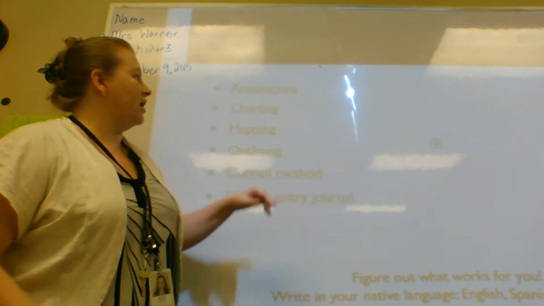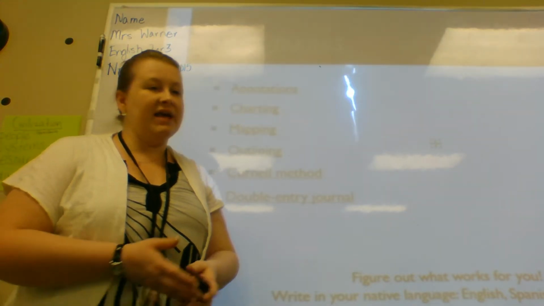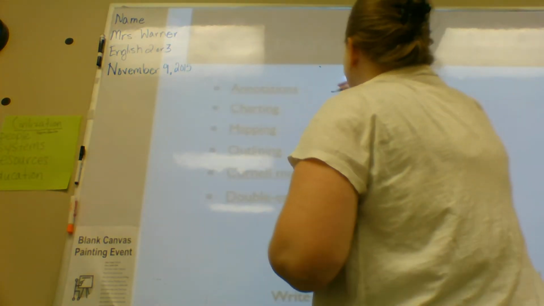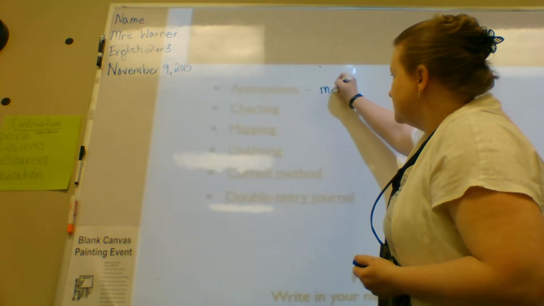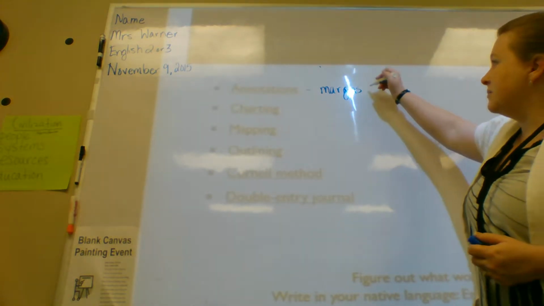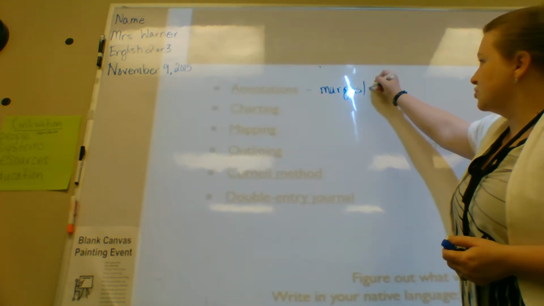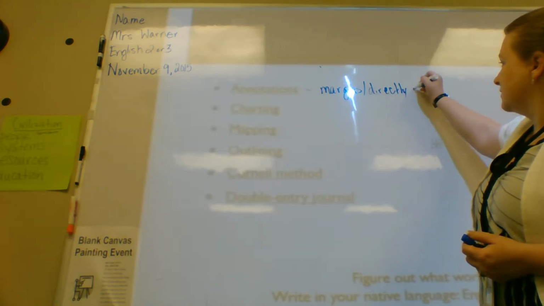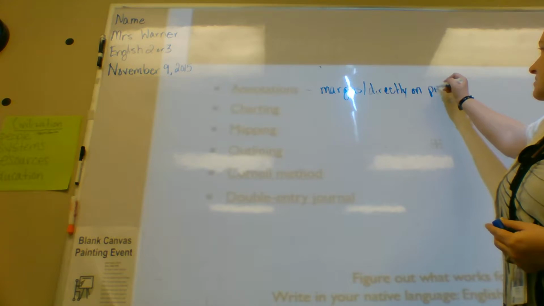And this one is called annotations. So when we annotate something, that means we're taking notes in the margins. We may be highlighting things directly on the piece.